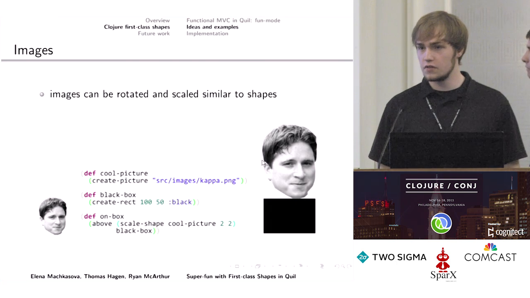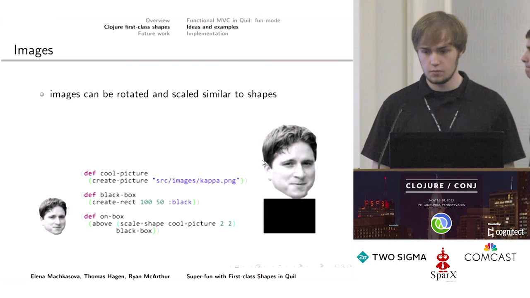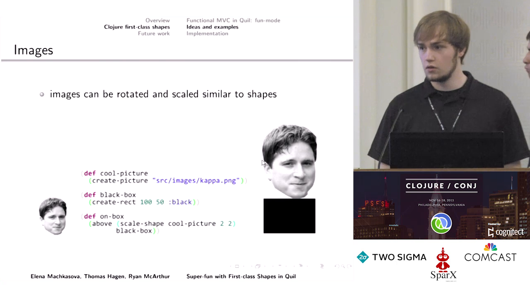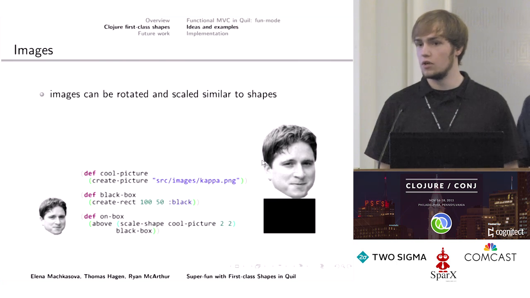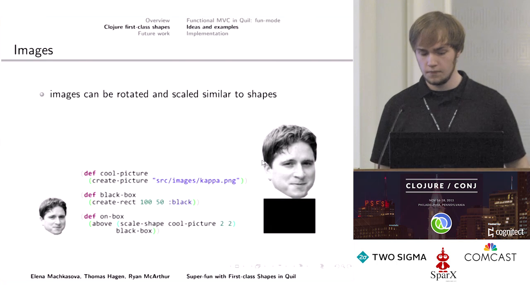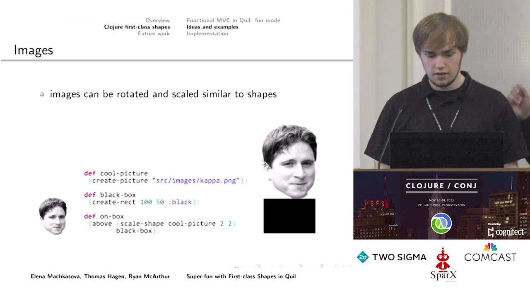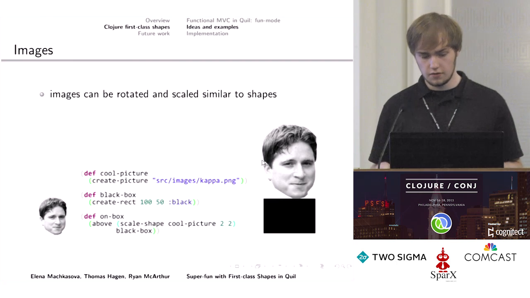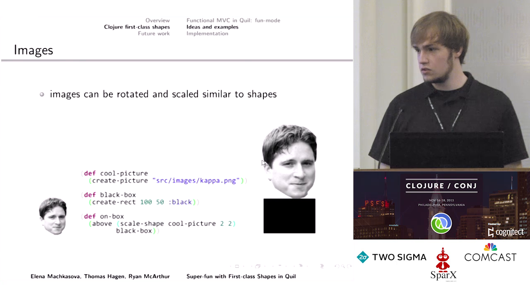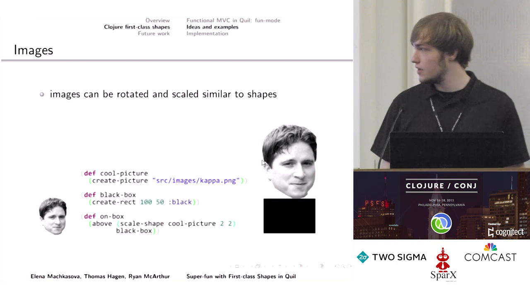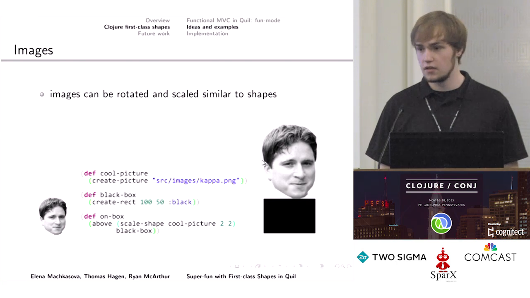And you can apply all the same functions that you can to simple shapes to these images, and you can incorporate them into complex shapes, and they're dealt with just the same way with the bounding box of the image. So in this case, we're creating our cool picture on the left there, and then we're creating a black box, 100 by 50. And then we're aboveing the image, scaled up to double size, on top of that black box, and it works.